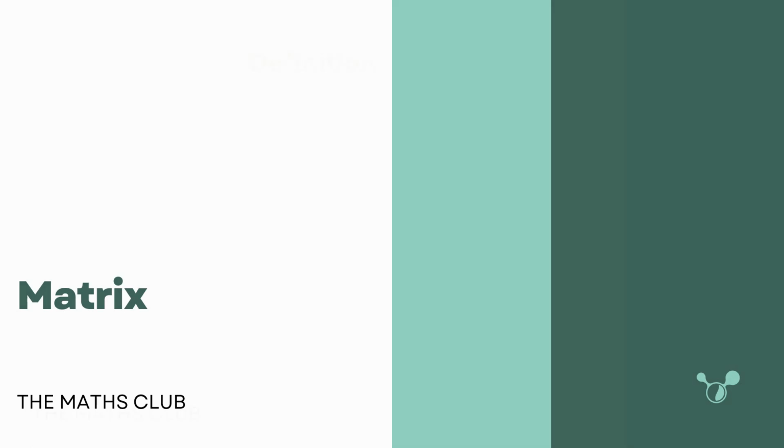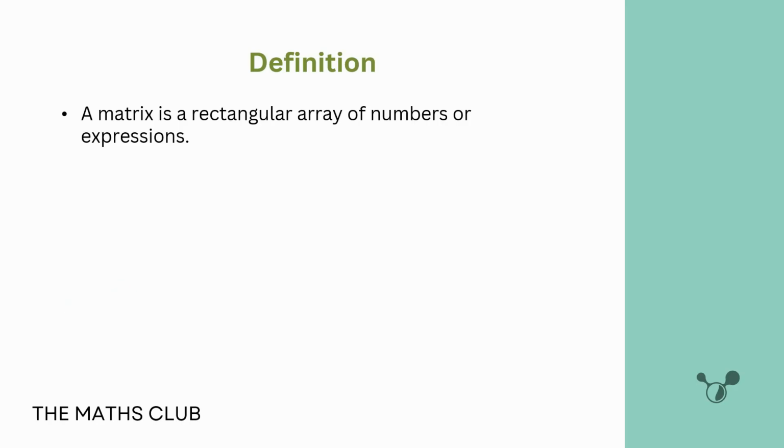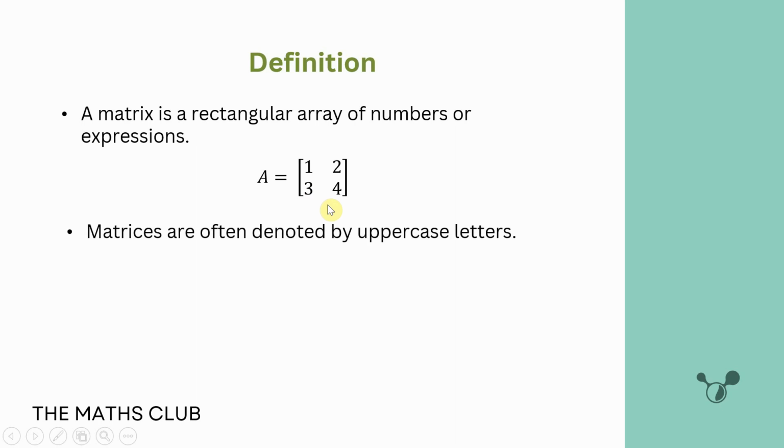Let's get started. A matrix is a rectangular array of numbers or expressions, and this is a description of what we are talking about. So we have this matrix, capital letter A, and inside it we have the numbers 1, 2, 3, 4. It says that matrices are often denoted by uppercase letters. This A is not a small letter a, it's a capital letter A. So when you want to define a matrix A equal to something, don't use a small letter, use the capital letter. And then it is defined by rows and columns.